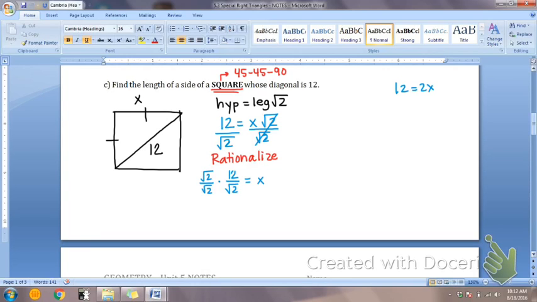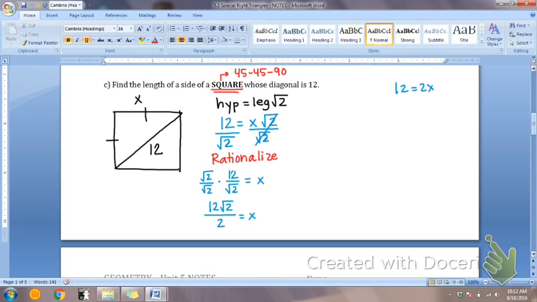When I multiply the numerator, 12 times radical 2, remember outside with outside and inside with inside. Well, 2 is on the inside and 12 is on the outside, so it just stays 12 radical 2. What about in the denominator? It's the square root of 4, right? But what is the square root of 4? 2.